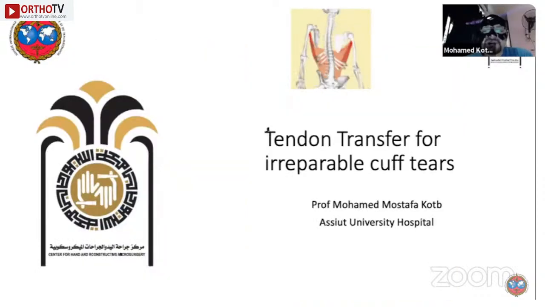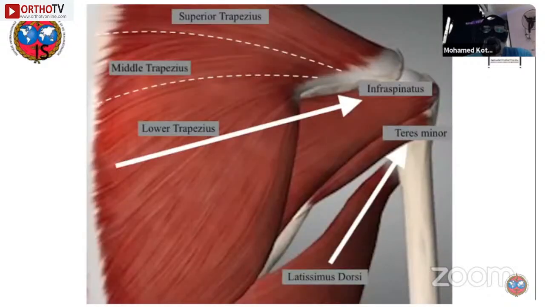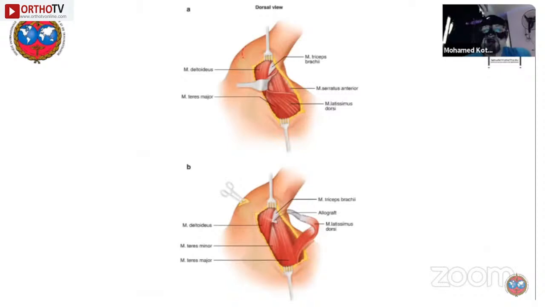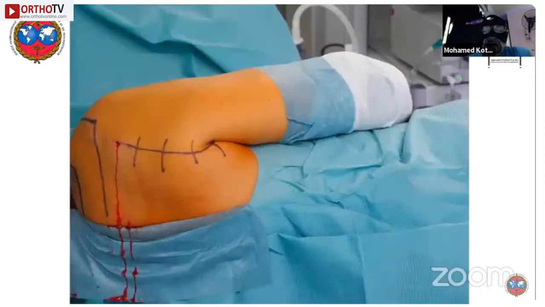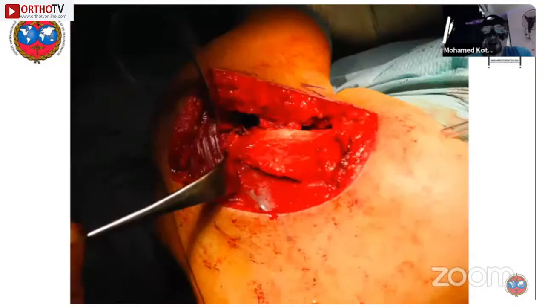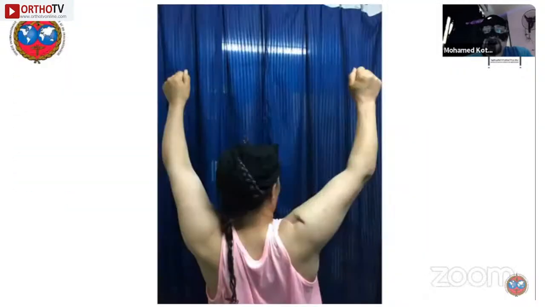Another use of the latissimus is for reconstruction of massive irreparable rotator cuff tears. And nowadays we shift from the latissimus to the lower trapezius because its fibers run more parallel to the infraspinatus than the latissimus. However, it brings a very nice result, and we usually use an iliotibial band to lengthen the harvested muscle. And these are intraoperative photos to show you the dissection of the latissimus, the suture of the iliotibial band, and the final outcome. You can have such results.